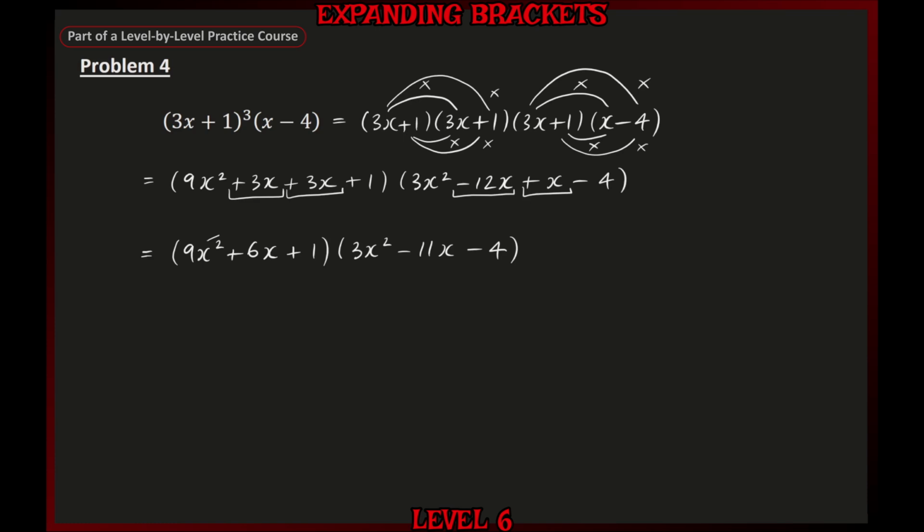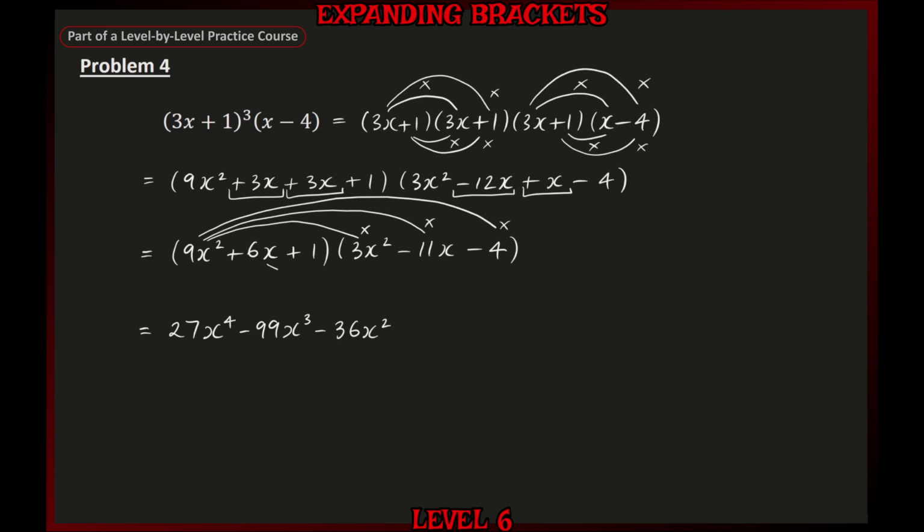So starting with 9x squared multiplied by 3x squared, 9 times 3 is 27, and x squared times x squared is x to the power of 4. Again, using our laws of indices and adding those powers together. Next, we have 9x squared multiplied by minus 11x. Well, 9 times minus 11 is minus 99, and x squared times x is x cubed. Next, 9x squared multiplied by minus 4. This gives us minus 36x squared.